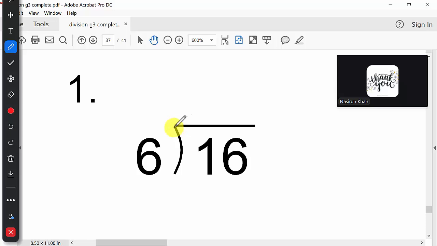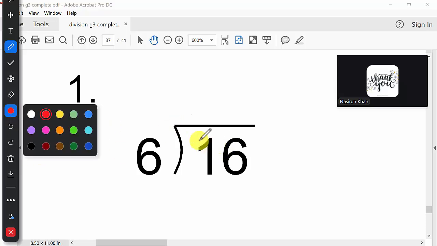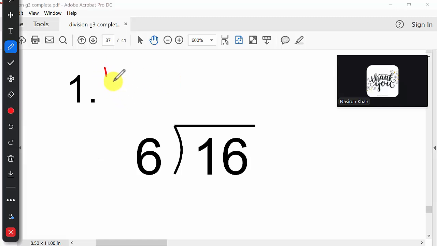Before that, I will break it into several steps. The first step is to divide the first number. 1 divided by 6 cannot, because 6 is bigger. So now we use both numbers, the first and second. Now we have 16, so we have 16 divided by 6.